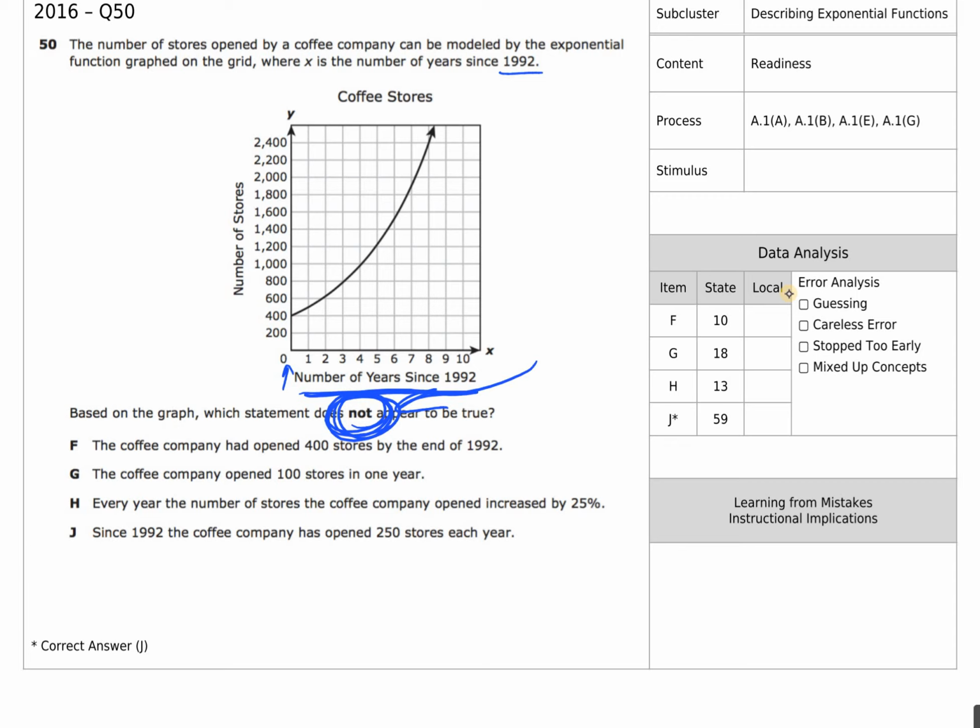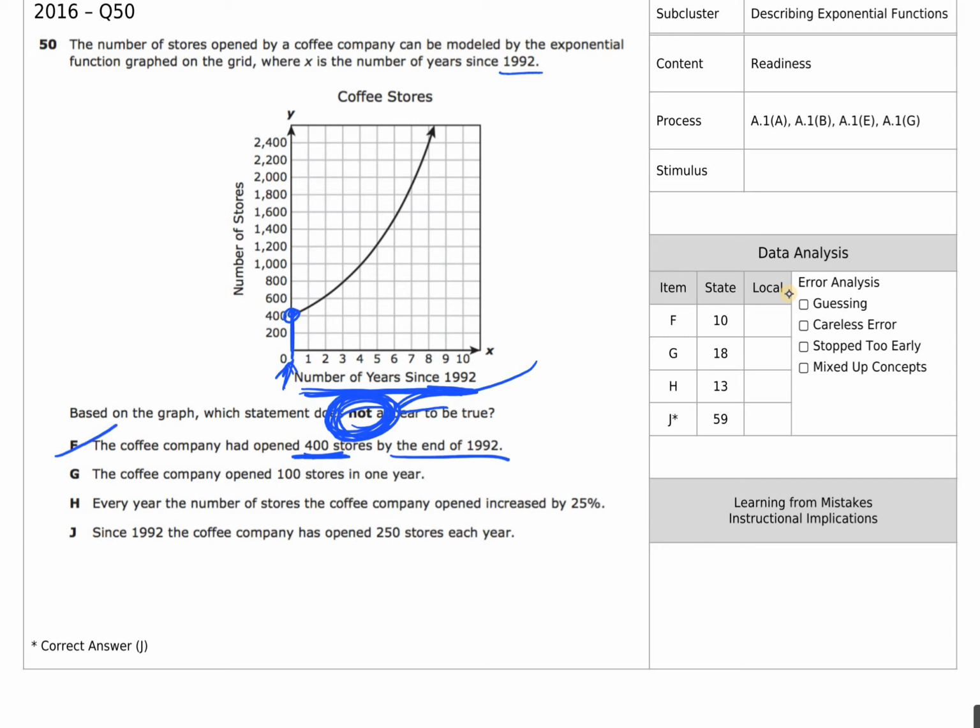All right. F. The company had opened 400 stores by the end of 1992. Well, since this is the number of years since 1992, we're looking at that time period. Did they have 400 stores at the end of 1992? Yes, that's true, but we're not going to circle it because we're looking for what is not true. So F is not the answer.